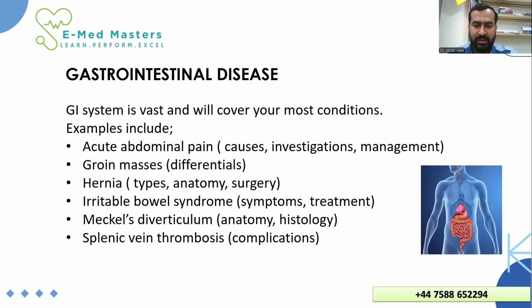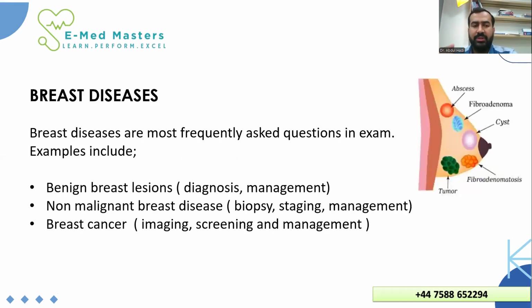the past papers. I saw them, and many times for Meckel's diverticulum they asked about the anatomy and especially the histology, like what type of cells are present in the Meckel's diverticulum and what do they produce. So, like that. And splenic vein thrombosis is another important topic they might ask questions from. Splenic vein thrombosis has certain complications, and you have to know these complications because I've summarized these things because of their importance. Next, we discussed the breast diseases.